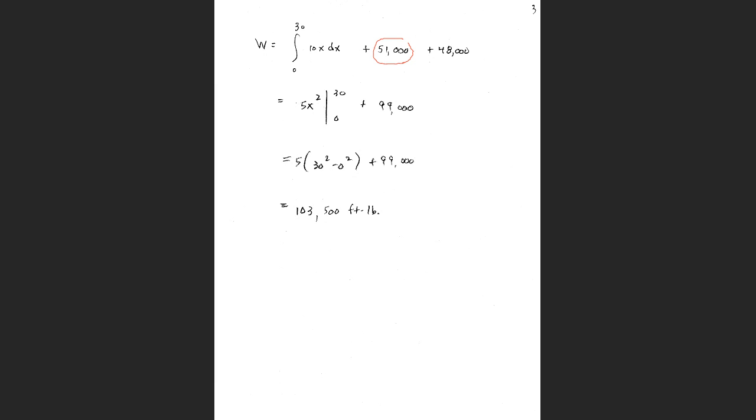And then the 48,000 here comes from the 1,600 pounds that the elevator weighs times 30 feet. That's 48,000. So when you work this out, you're going to get 103,500 foot-pounds. And that's the work needed.